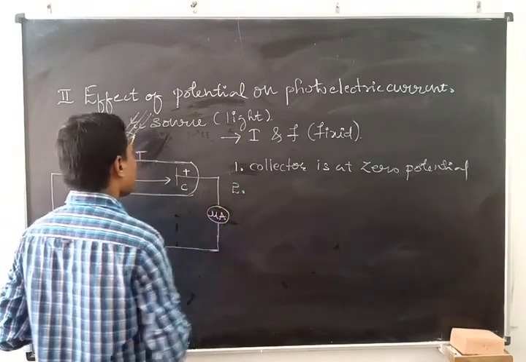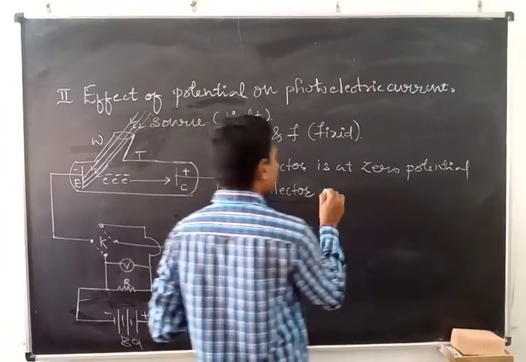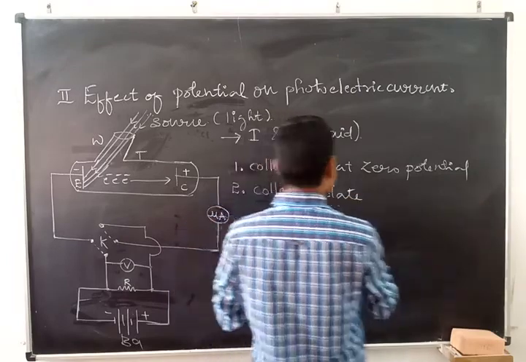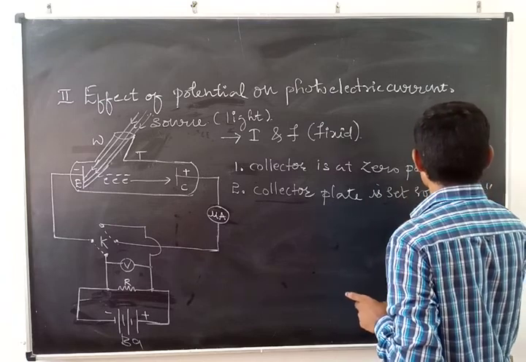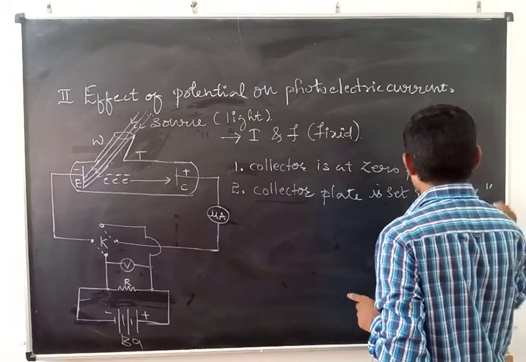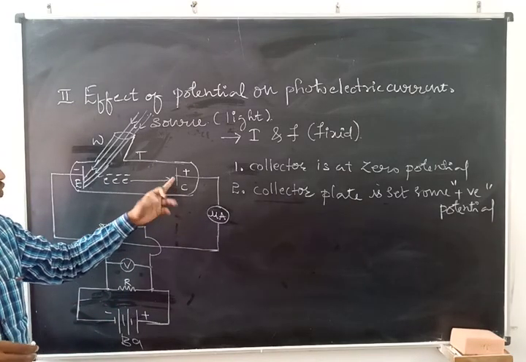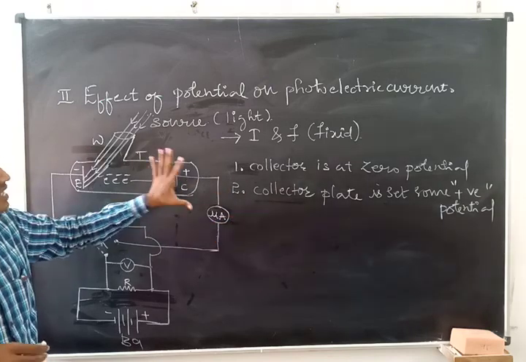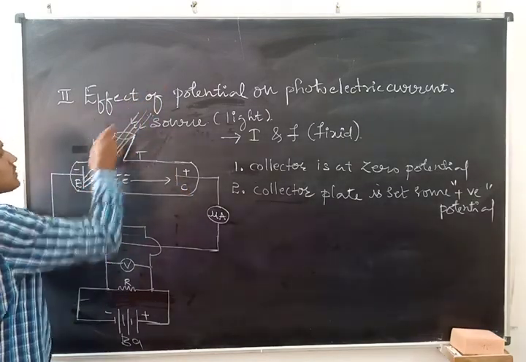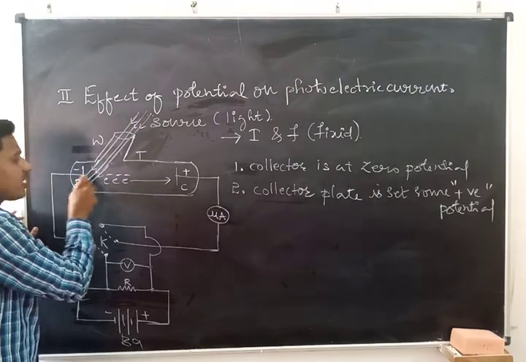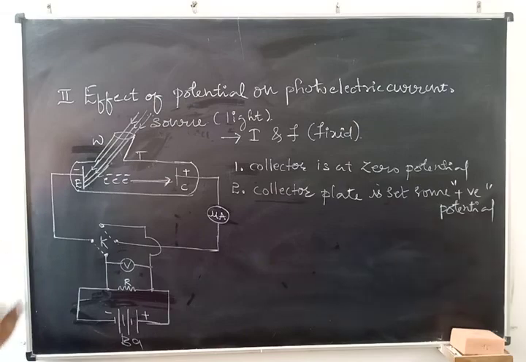In the second case, I am now increasing the collector plate potential, making it more positive. The collector plate which was at zero potential is now set at some positive potential, which is the required condition for the observation of photoelectric effect. Due to the positive potential of the collector plate, the electrons ejected by the illumination of light on the surface of the emitter plate are attracted towards the collector plate, and there is a photoelectric current in the circuit.